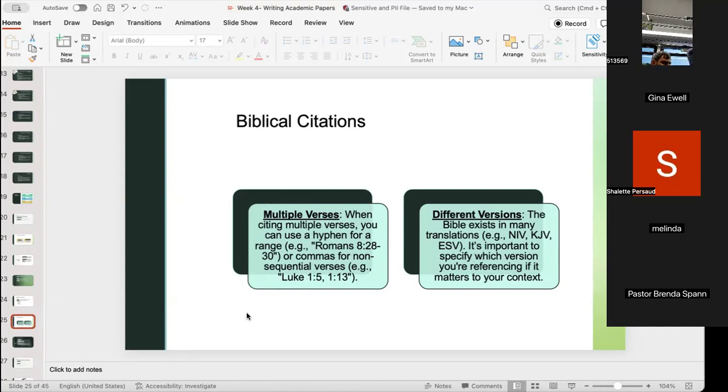Now, when you're citing multiple verses, you can use a hyphen for a range. For instance, here we have Romans, chapter 8, 28 to 30, or commas for non-sequential verses. For instance, we have here Luke 1:5 as well as 1:13. So they have a comma in between there. Any questions?